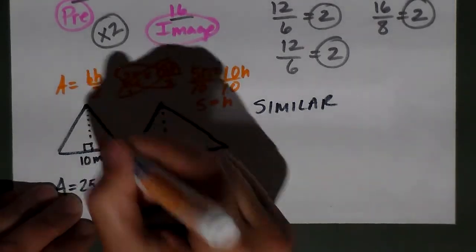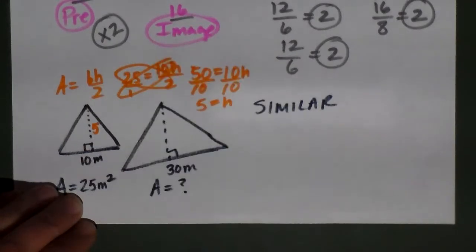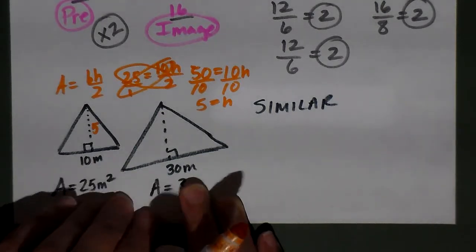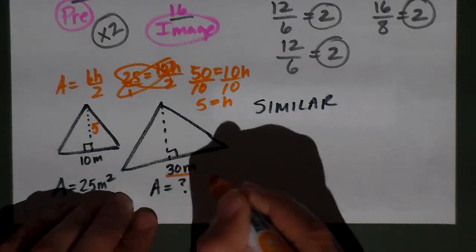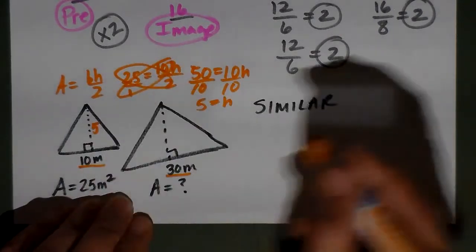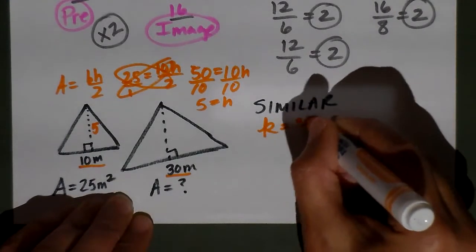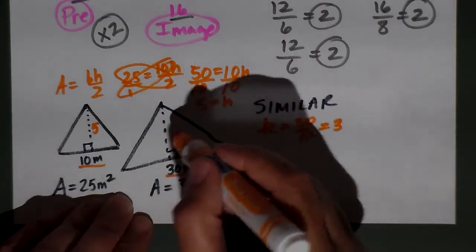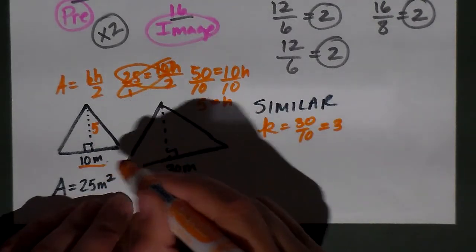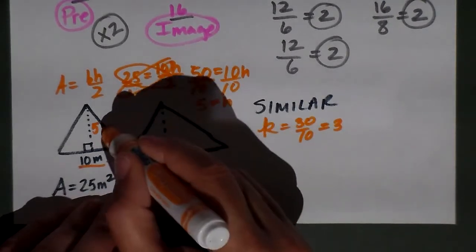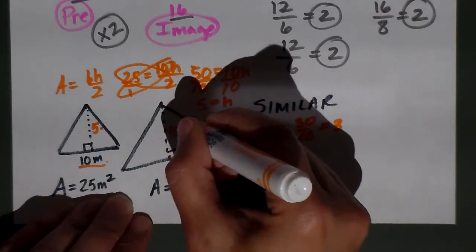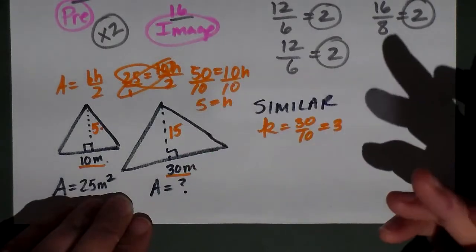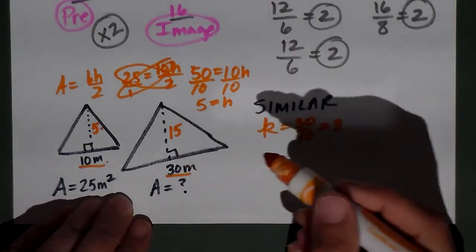So if I know my height is 5, how did I get from 10 to 30? Remember, your scale factor is image over pre-image, so 30 over 10. My scale factor is 3, right? That means I multiplied the pre-image times 3 to get the image. So I multiply 5 by 3, which means my height has to be 15. And now I can do the formula for the area of a triangle: 15 times 30 divided by 2.